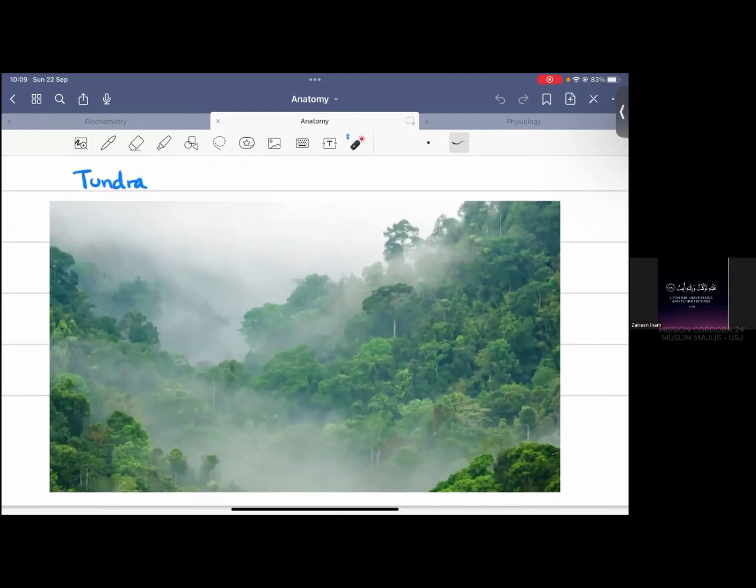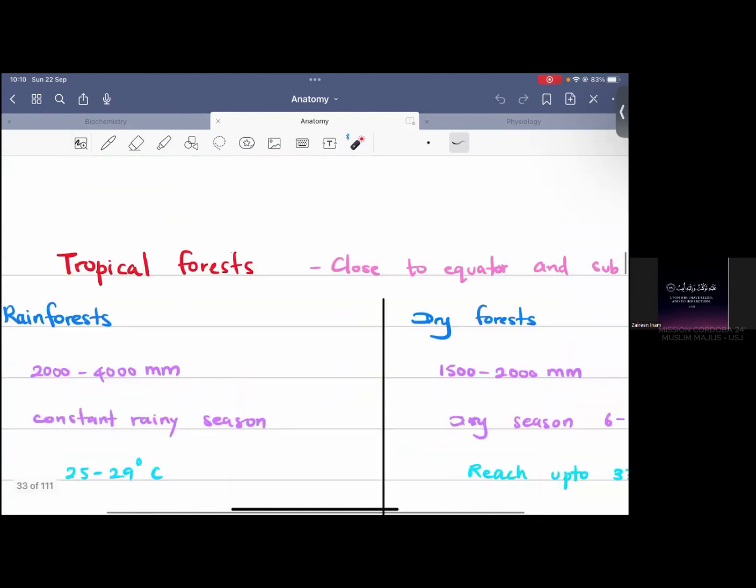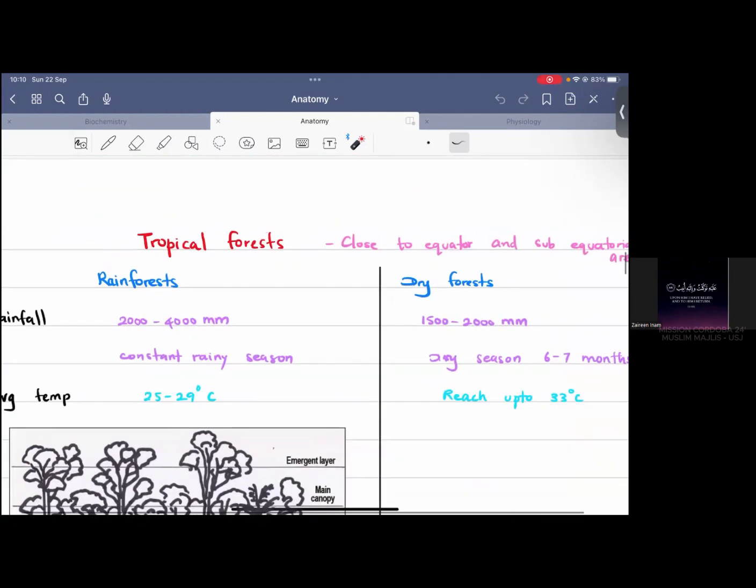So this picture might be visible to you. It is something similar to what we see in most of the hill countryside in Sri Lanka, right? Whenever you are going through the hill country area or the middle of Sri Lanka, you will be able to see this kind of picture. This is a tropical forest.